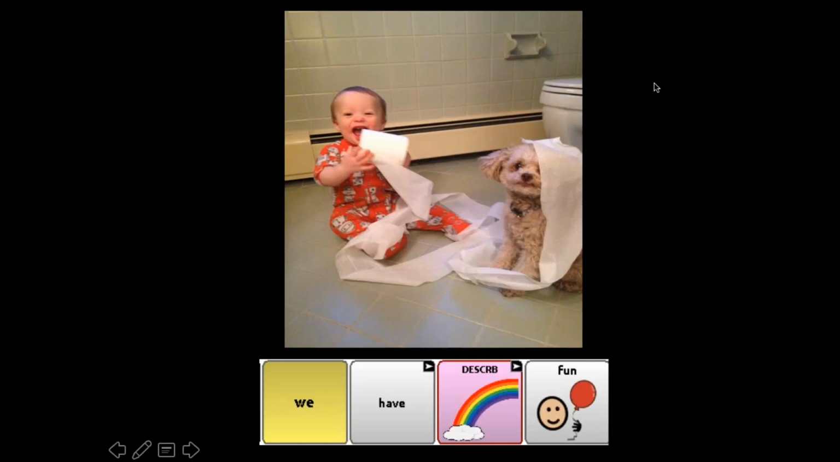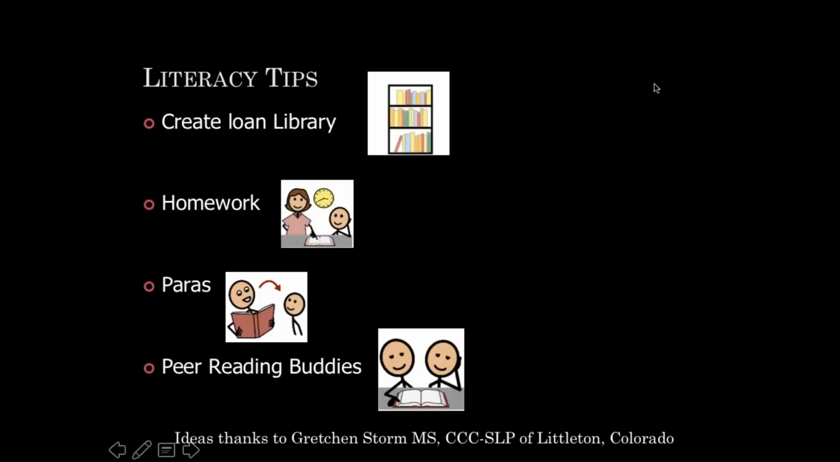So this is just another example of a book you can make. Really, the literacy tips are to create a loan library. Gretchen, as she started to progress within this plan, kept the books that she made in a big box. Every week, kids who were nonverbal would come in and sign them out for the week, just like they go to the library. And what happened is the parents now had a way to easily reach their child on the device because the pathway came along with it.